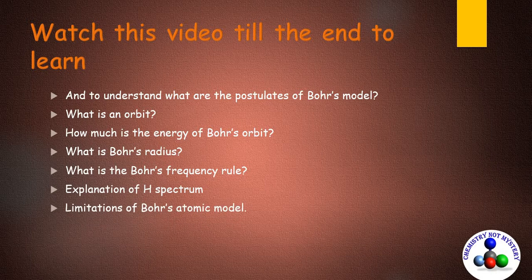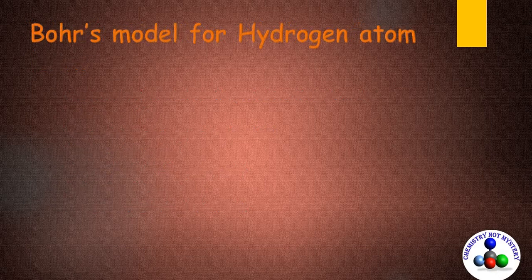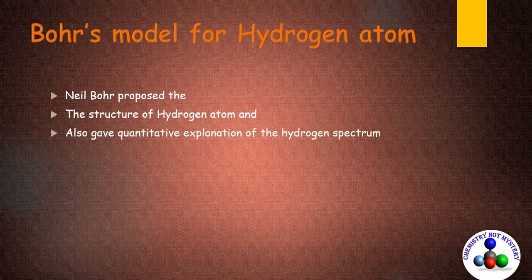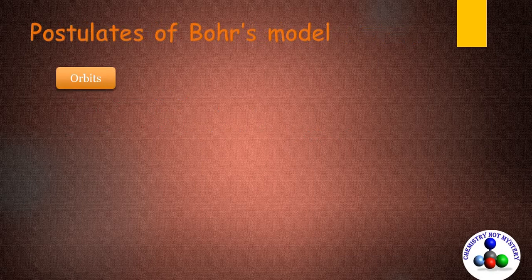Bohr's atomic model was specifically for the hydrogen atom. Niels Bohr proposed the structure of hydrogen atom and also gave quantitative explanation of the hydrogen spectrum. To explain his model, he gave some postulates. So let's see what these postulates are.